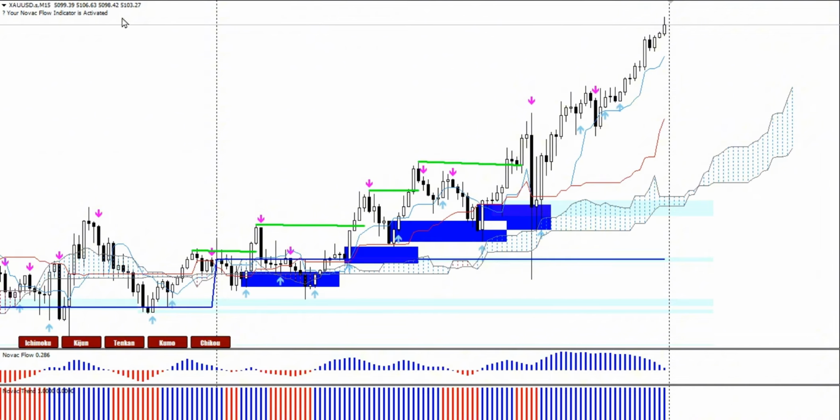And then what do we see here? We see another movement, a break of this high. Let me just see here. Break of this high.